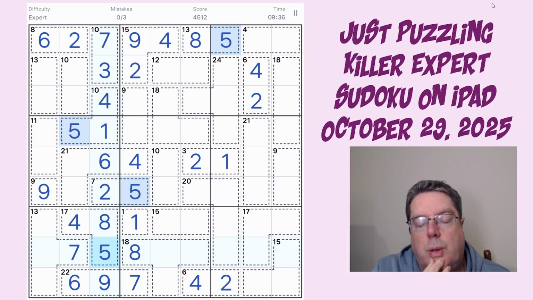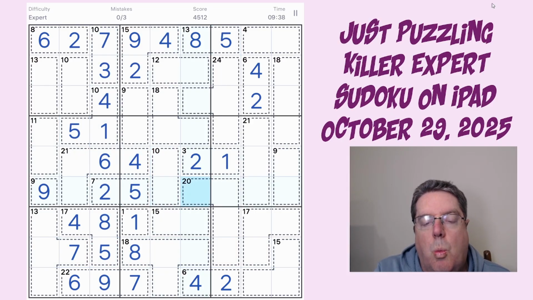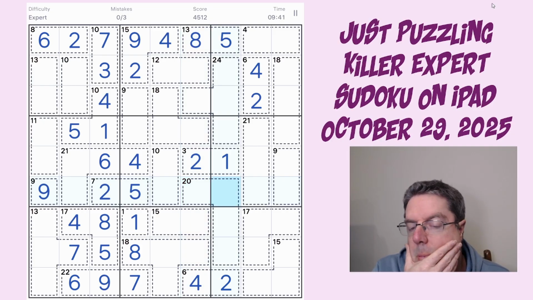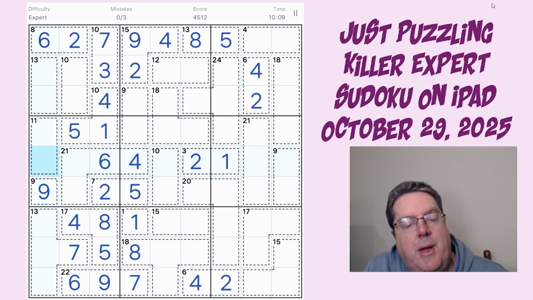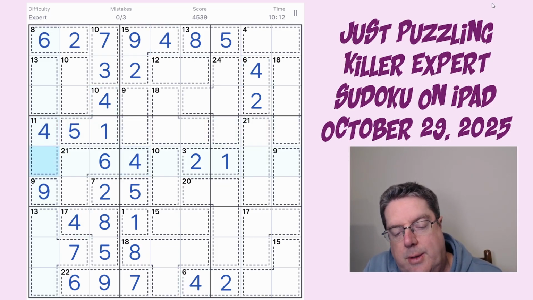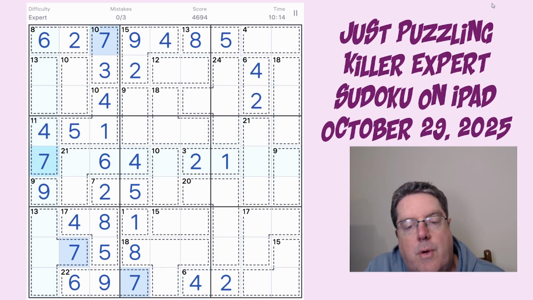Still got 1, 2, 3. But 2, this can be 3 and 7 or 1 and 9. 1, 8 there. 3, 6 there. 5 and 7. 3 and 6. So 6 and 4's out. 2 and 1. So this is 1 and 9, or 3 and 7. This can't be a 4, so this is a 4 here, leaving this to be a 7. 8 and 5 up there.